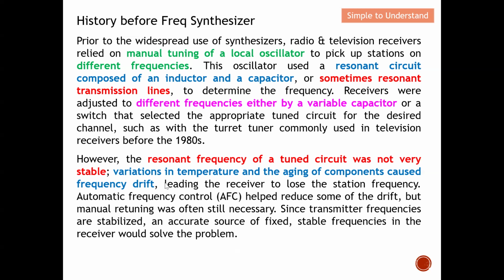Different temperatures will have some effect on the components, and because of this, there will be some variation, which is undesired. And moreover, the aging of components also becomes a key issue. Because the components get older and older, this creates an undesired effect with frequency drift. So this leads the receiver to lose the station frequency.